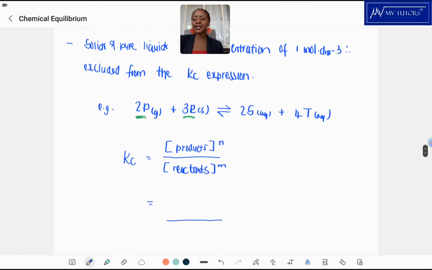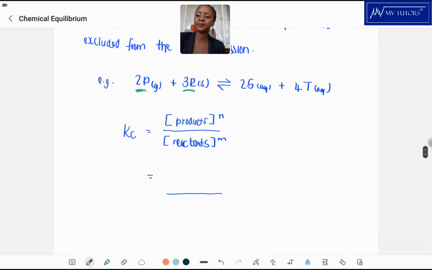So in this case, if we were to calculate Kc, what would we do? We're going to take the products over the reactants, and we're going to assume these are the concentrations at equilibrium. So you would take the concentration of T at equilibrium. The square brackets indicate concentration. And then the coefficient becomes the exponent, so to the power 4.